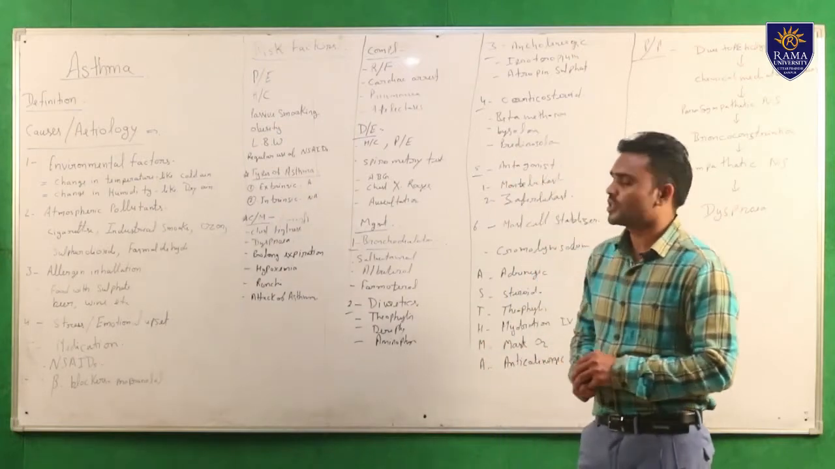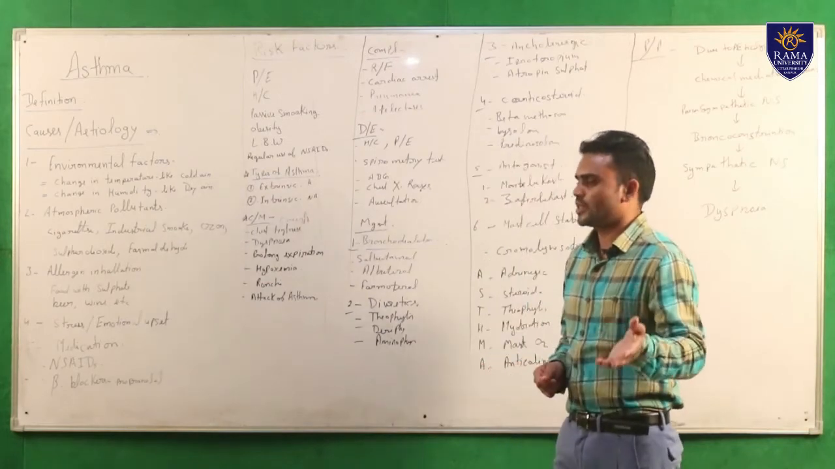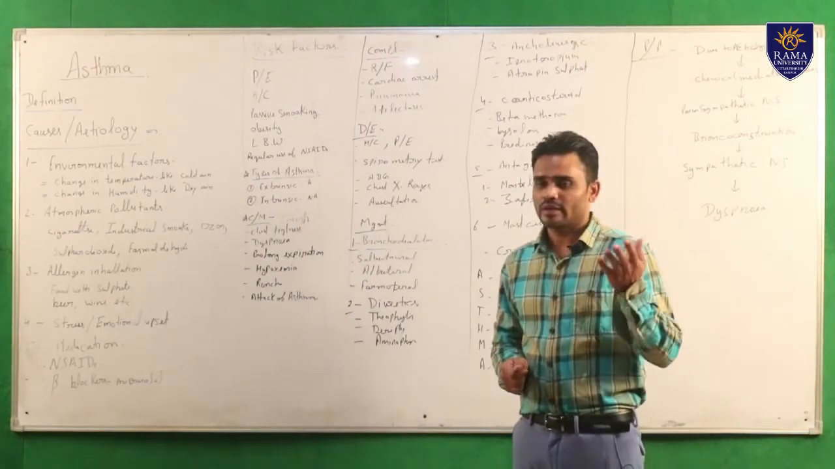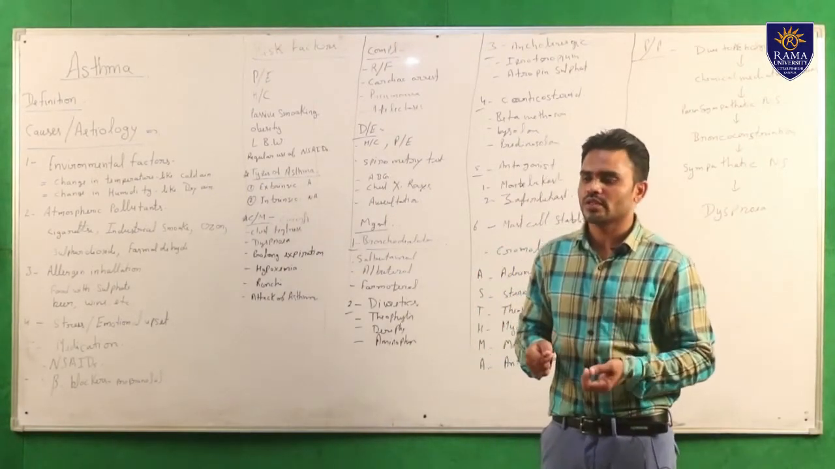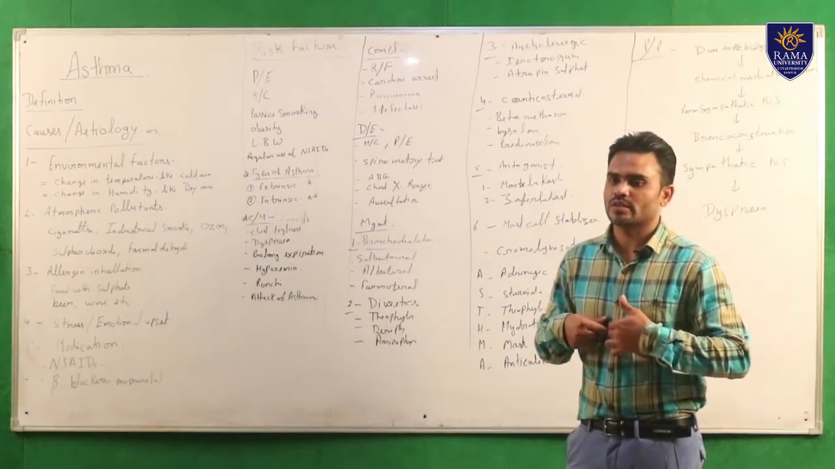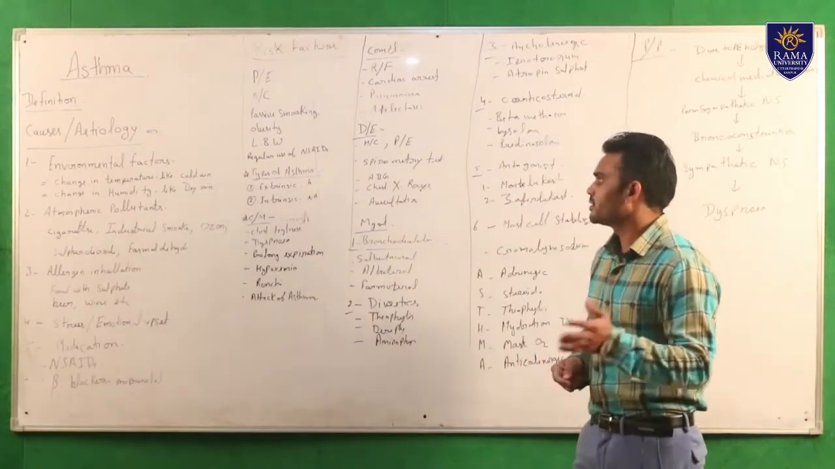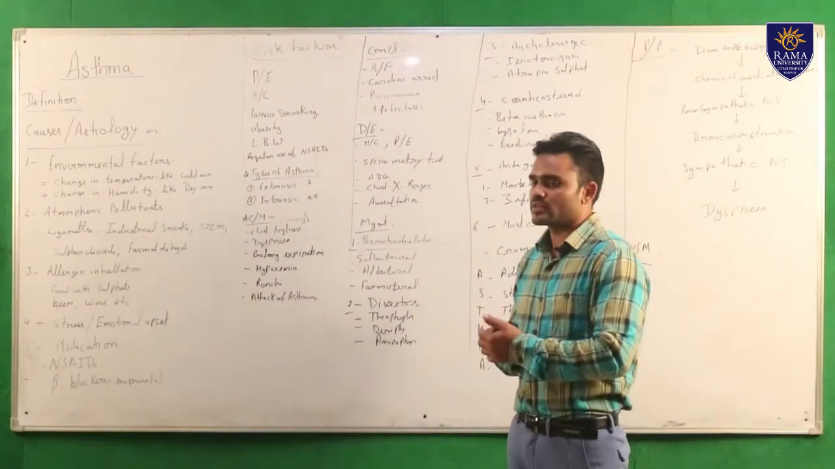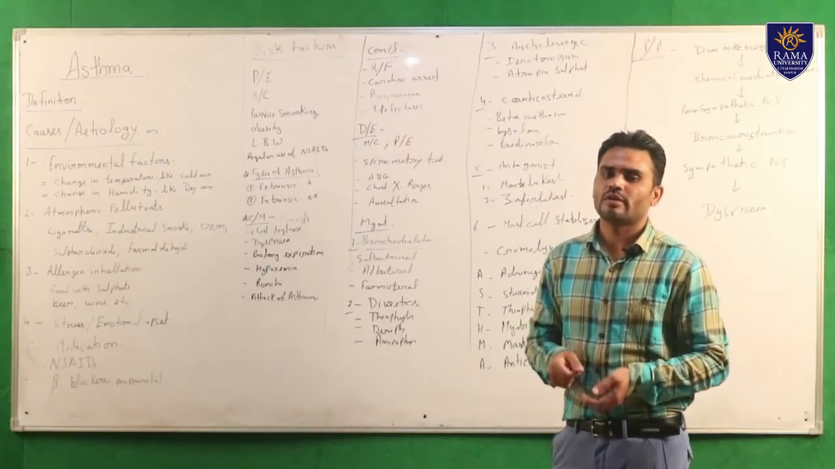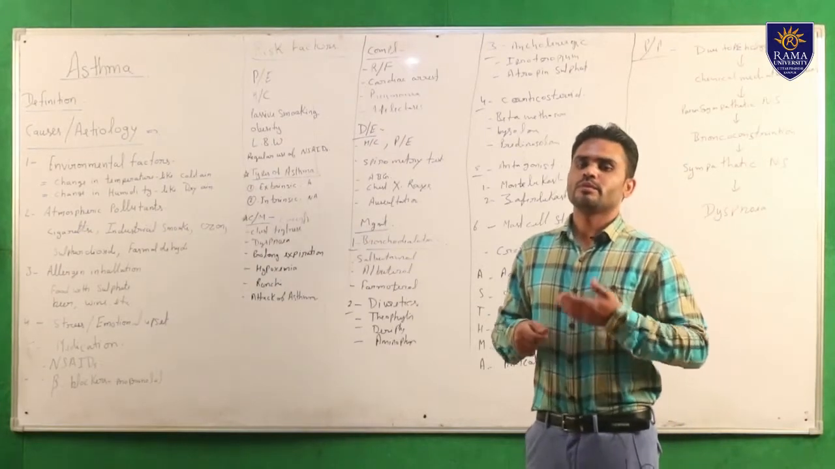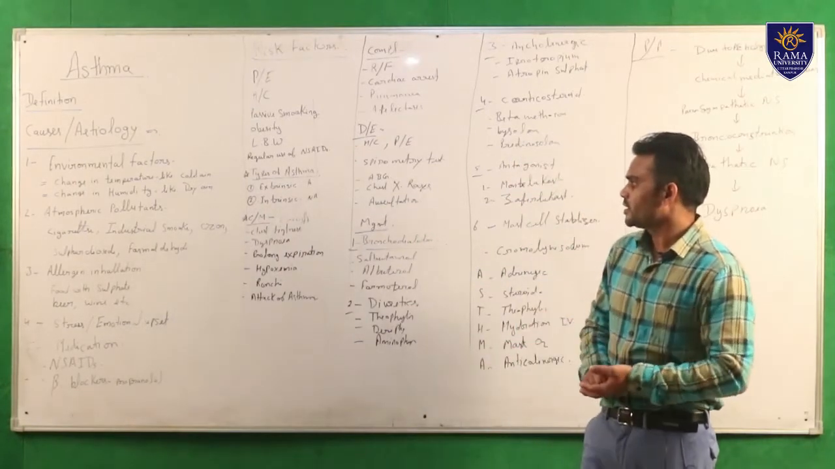Now diagnostic evaluation. What diagnostic evaluations can we do? First of all, history collection, physical examination, and spirometry. Spirometry is a test of the lungs or pulmonary functions. And ABG, arterial blood gases, we will check, and chest X-ray, CT scan, and auscultation by stethoscope. We will tell the patient to take a deep breath and check whether any sound is coming or not. This is auscultation.